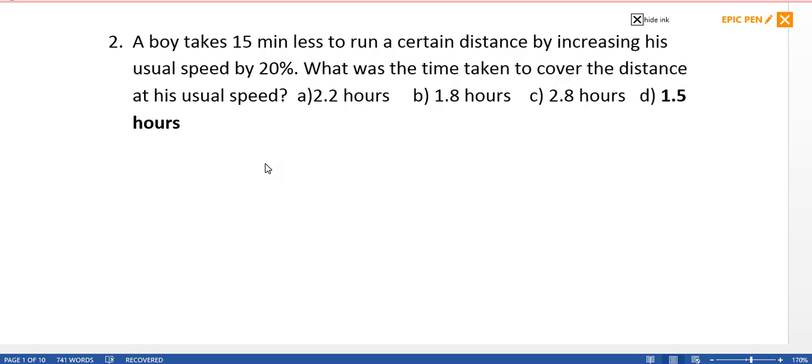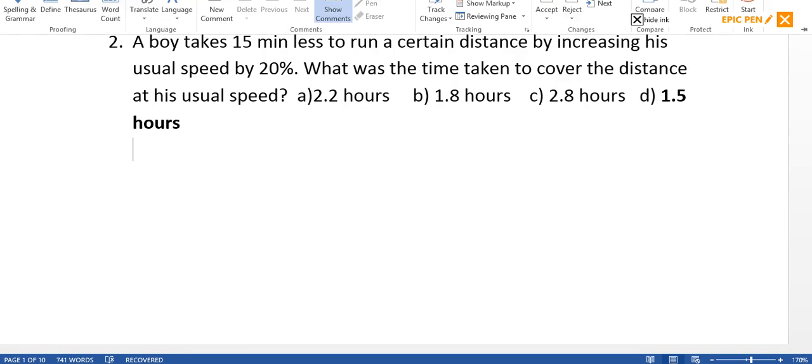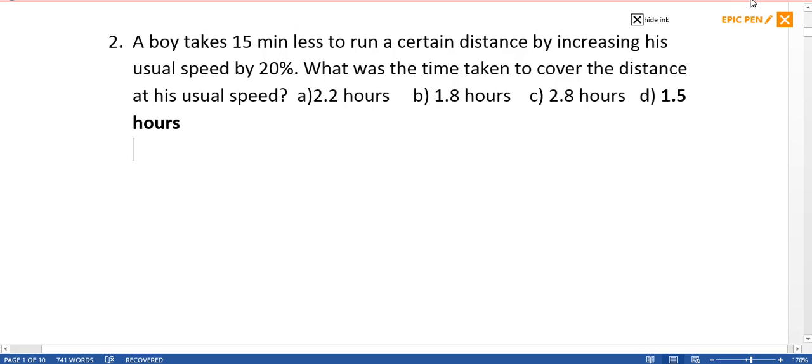So to solve this, I'm again going to start with my formula. What's my formula? Speed into time equal to distance. Earlier it travels at speed s for a time t, and it covers a distance d. This is what happens normally.